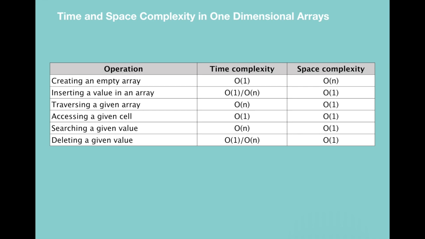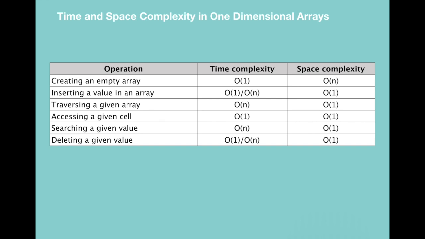Then the next operation is traversing a given array. So traversing a given array will take O(n) time complexity, because what traversing means is that we have to visit each element of an array, and we can print it or update it. So this means that we will visit the whole array's elements. So this will take O(n) time complexity. Once again, space complexity here is O(1) because we don't need extra space for performing this operation.